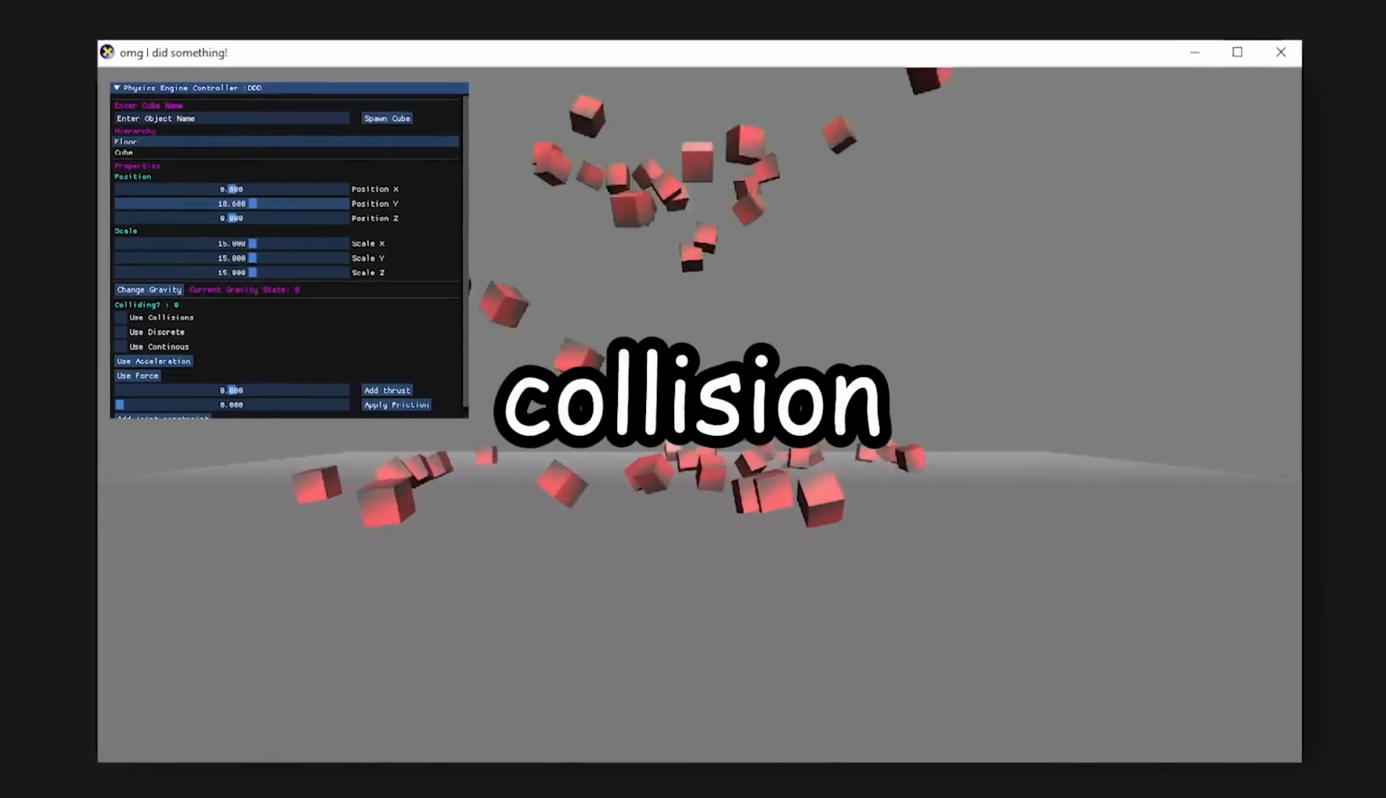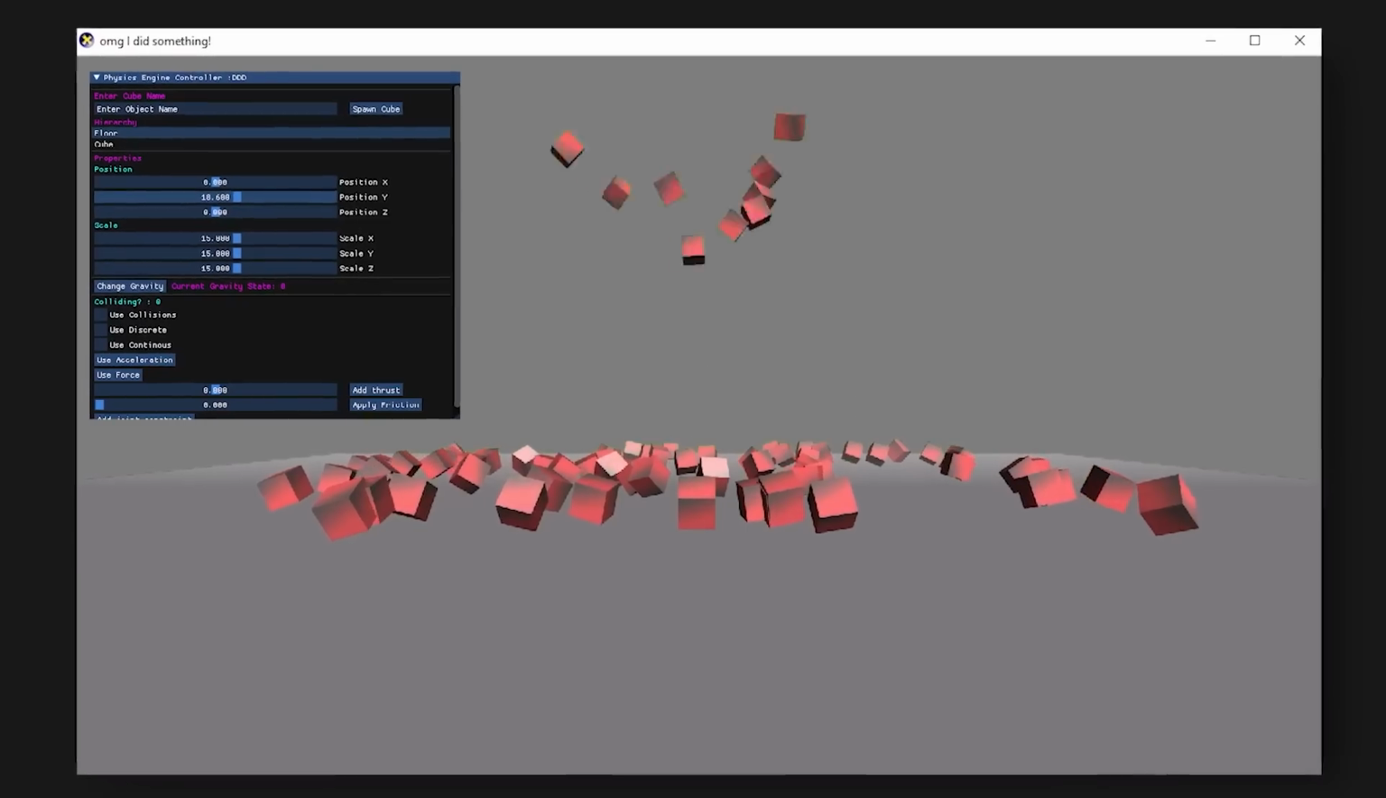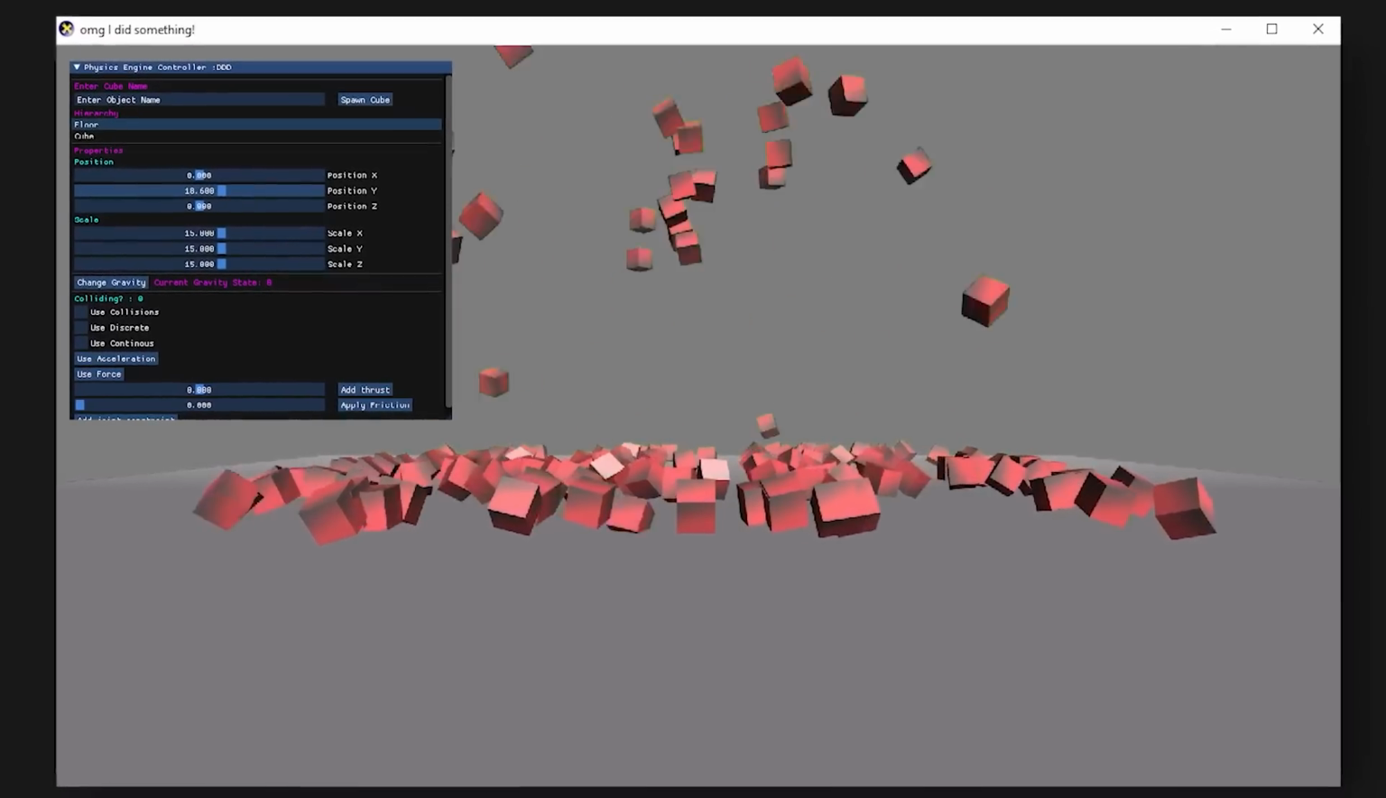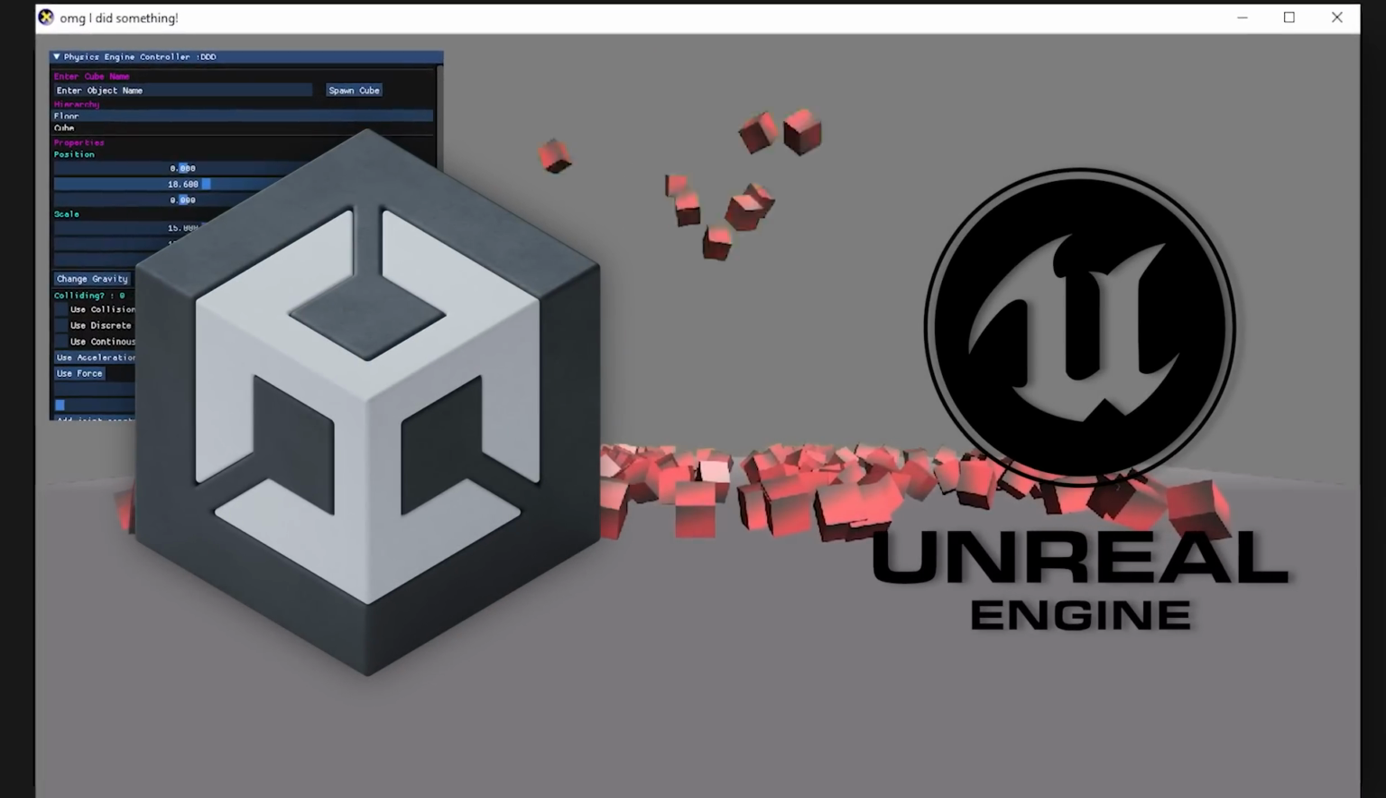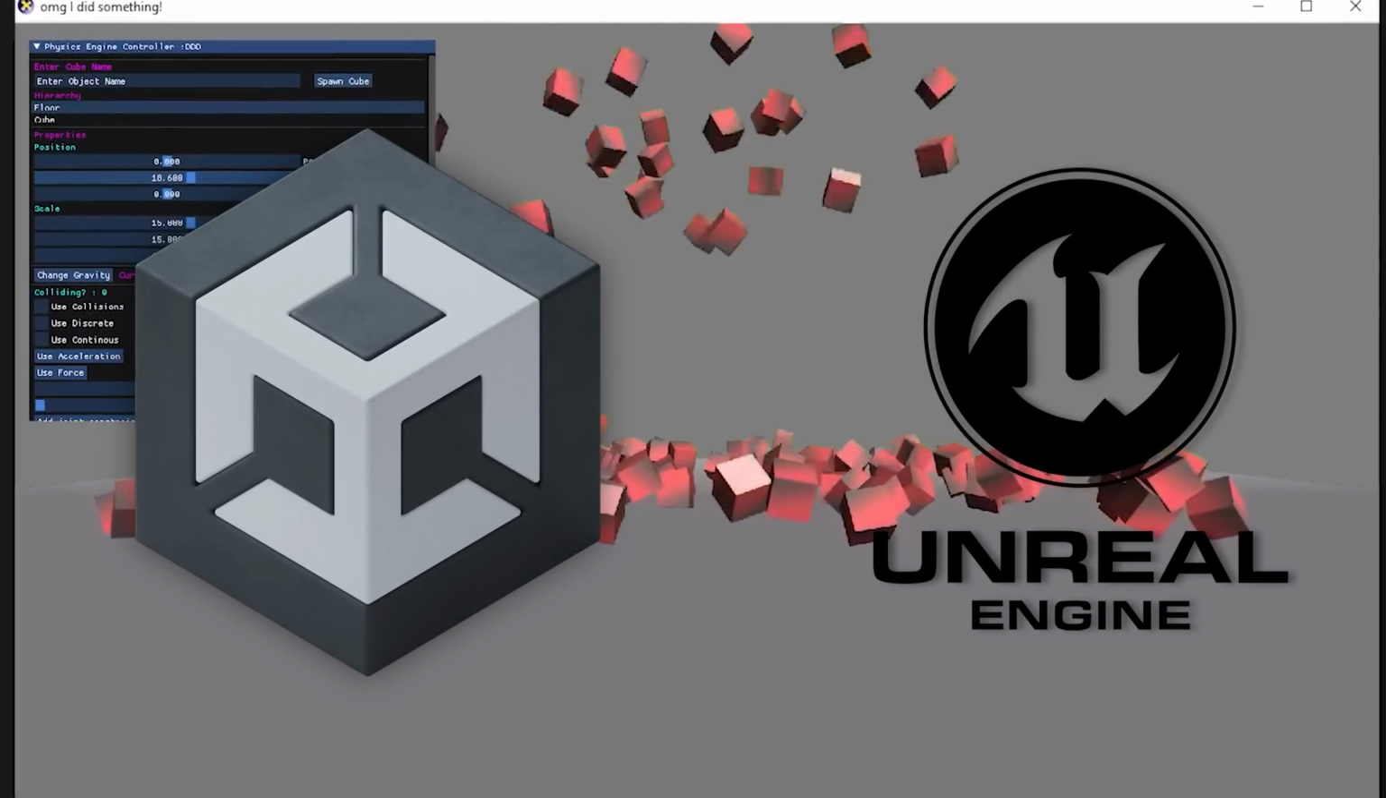The engine had its own collision system, rigid bodies, forces, and I know all of those already come in engines like Unity and Unreal, but it's not that easy, okay? It took me multiple weeks to do it.